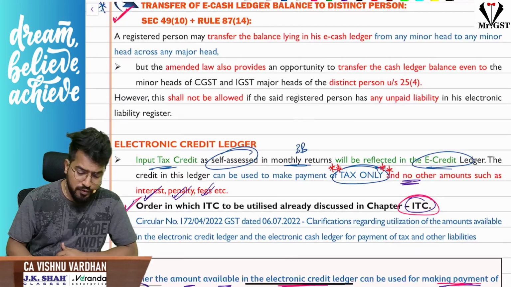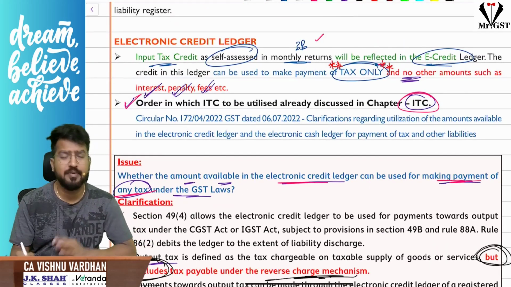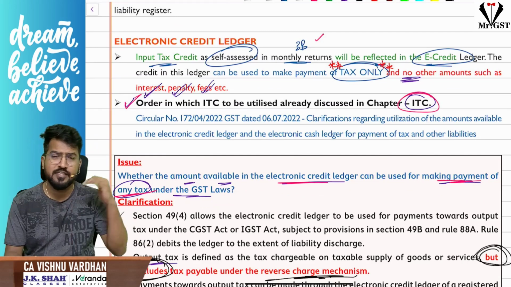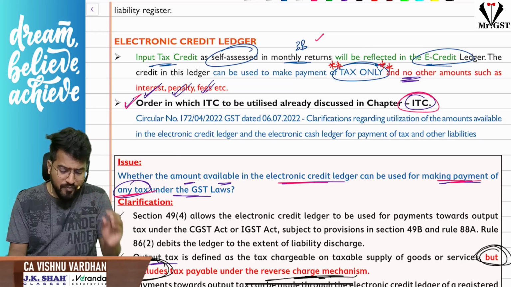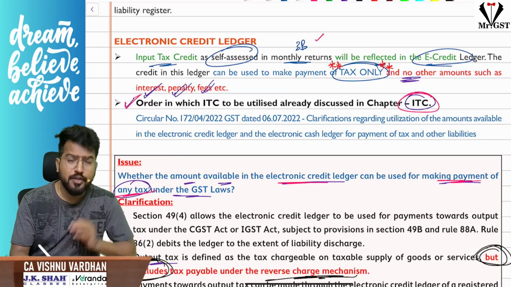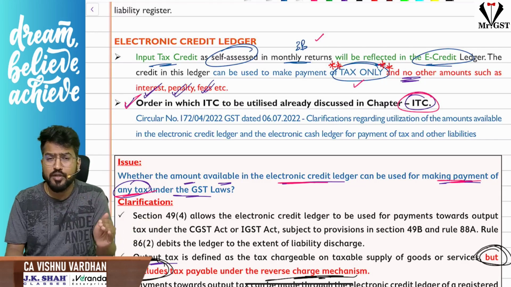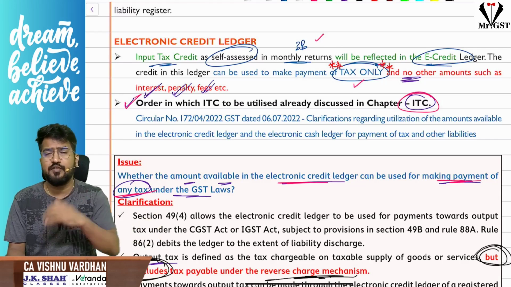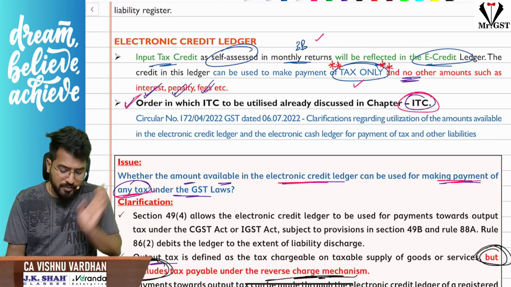So the next one, if you see the e-credit ledger, as we already know, when you file your monthly 3B returns, automatically the ITC balance will come and reflect in your e-credit ledger, and that is used only for making tax payments, not for any other payments. That means you cannot use it for paying interest, late fee, penalty, all these things. You can use it only for making tax payments. That we have already discussed.